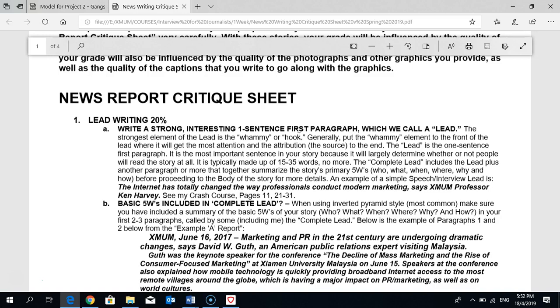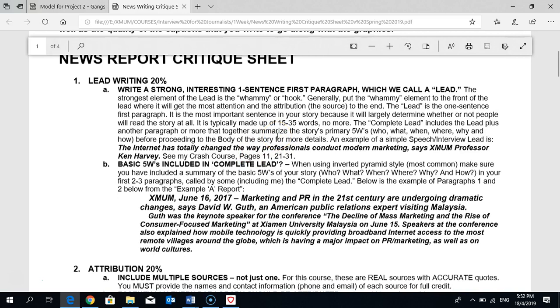But typically you can summarize a story in 2 paragraphs, and that's what I'm looking for here under number 1, 20%. I don't think I finished saying this earlier: I have some classes where I say the lead is worth 50%. The lead is very, very, very important. If I'm teaching a beginning class, I might put the lead as worth half of the grade for some assignments, because I want to see if they know how to find what I call the whammy, the hook, some people call it.